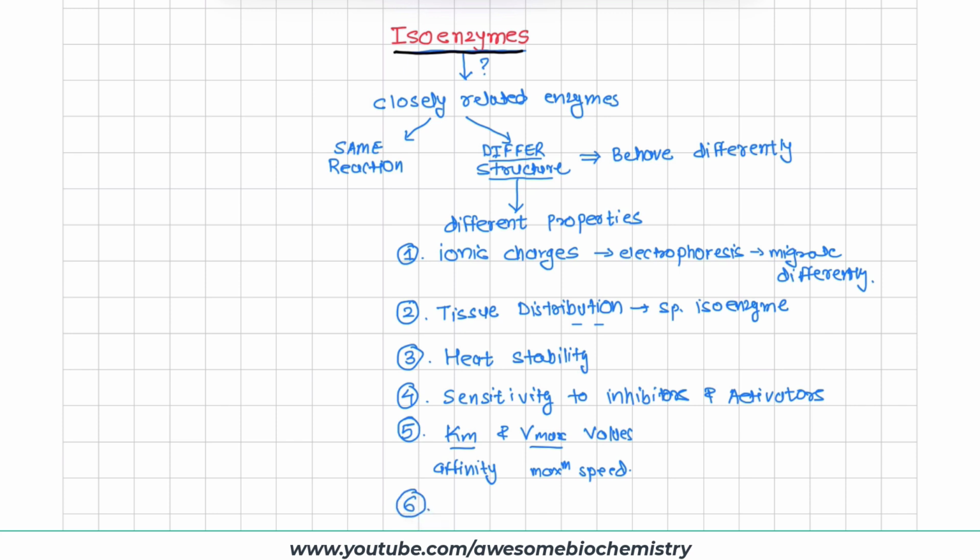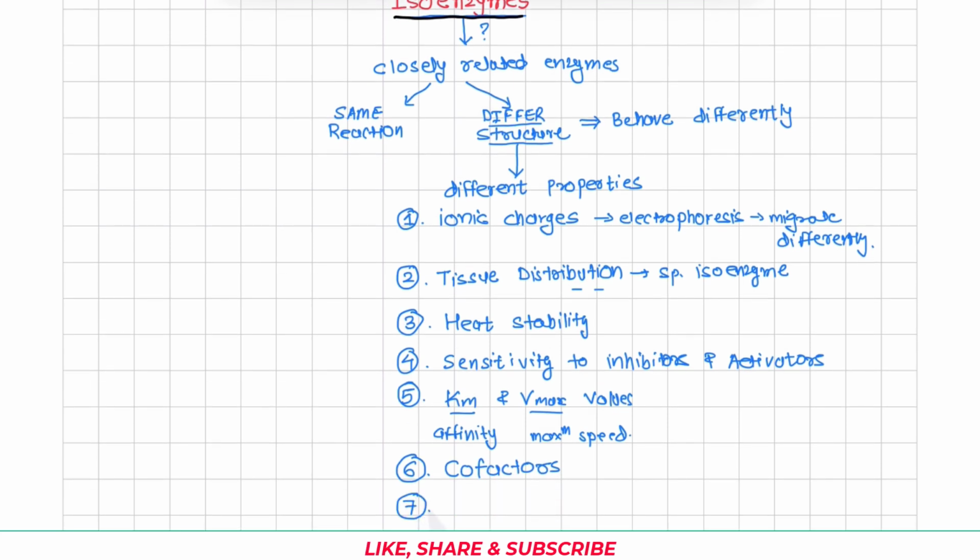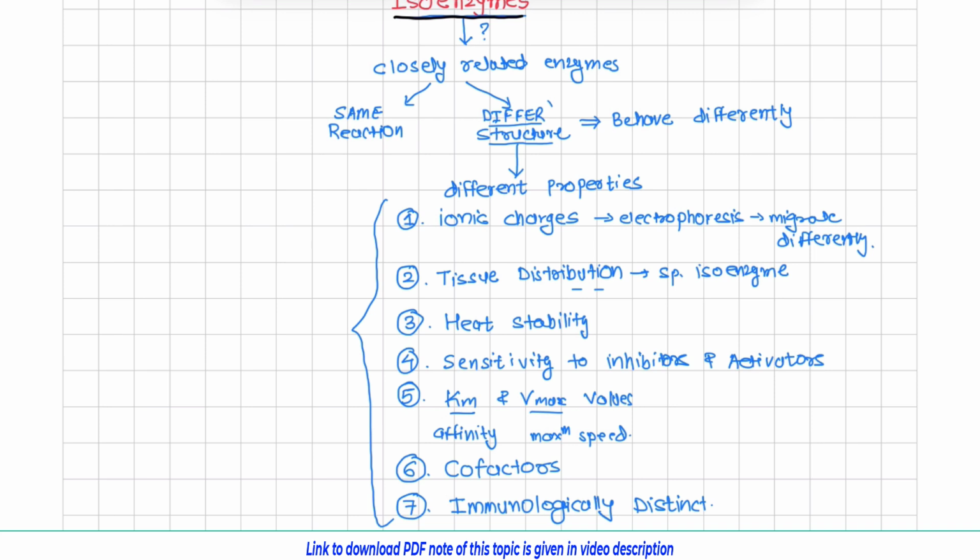Sixth, some isoenzymes even differ in the cofactor they need to function optimally. And finally, isoenzymes are immunologically distinct. That means our immune system recognizes each isoenzyme form as a slightly different antigen. This property is especially useful when we use antibodies to identify specific isoenzymes in diagnostic tests. So all these differences, charge, stability, kinetics, and more, arise because isoenzymes have different structures. The only thing that they share is their function. They catalyze the same reaction, everything else can be different.